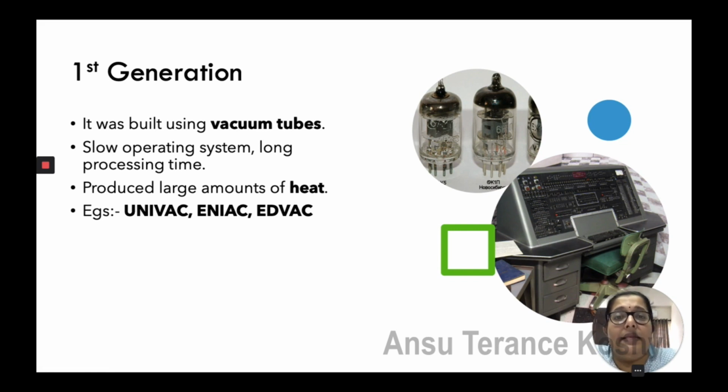So, let me explain one more time. First generation computers used vacuum tubes. Its operating system was slow, so it took a longer time for processing. It produced large amounts of heat. Shall we move on to the next one?